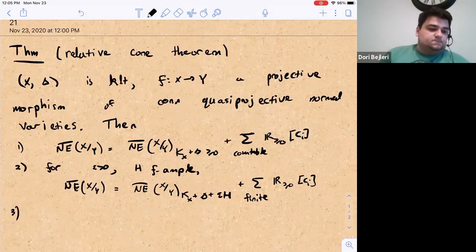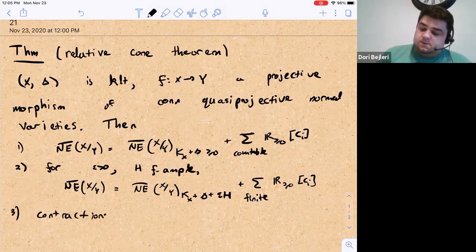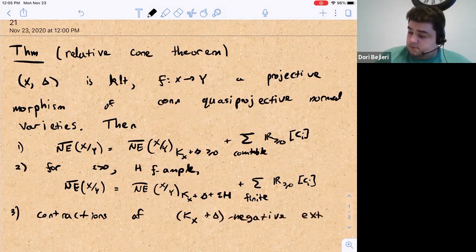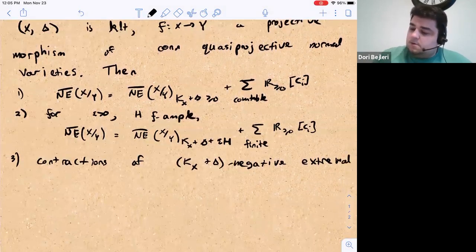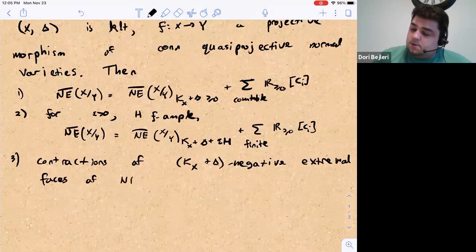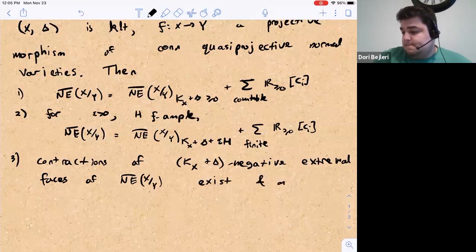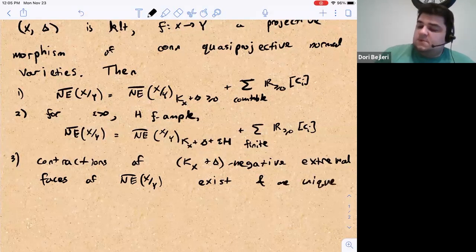Three, let's say contractions of K_X plus Δ negative extremal faces exist and are unique. So again, where a contraction is a morphism φ where φ of C is a point if and only if C is in this face, and φ lower star O is O.